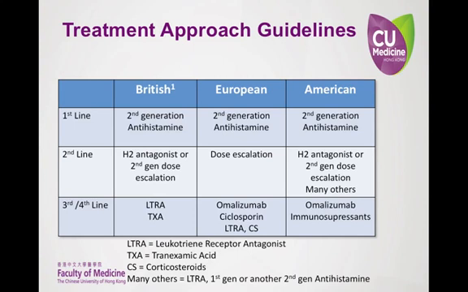Montelukast is more effective in patients with cold-induced or NSAID-induced urticaria. Tranexamic acid helps treat the angioedema as it decreases bradykinin levels. You would not use tranexamic acid in patients without angioedema.